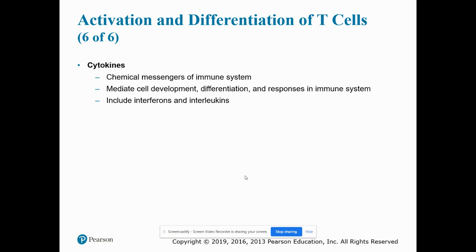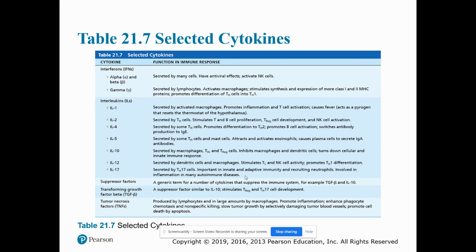Cytokines are just chemical messengers of the immune system. They mediate cell development, differentiation, and responses in the immune system. They include interferons and interleukins. But I didn't ask you about any specific ones. I did leave this table in here in the event that you wanted to look up what specific interferons and interleukins do, but you do not have to know this table or what any of the specific cytokines do.